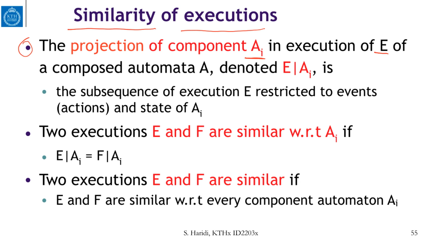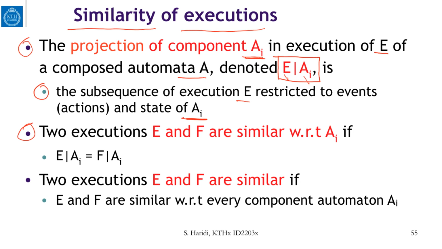The projection of a component automaton AI in an execution E of a composed automaton A will be denoted by this notation. Here is the execution of the whole, and by restricting it to AI, we get the view of AI. So what is it? It's a subsequence of execution E restricted to events or actions and states of the component automaton. So we take an execution, we just keep the states and the actions that are related to the component automaton, and that subsequence will give us this projection of execution E into the component automaton AI.